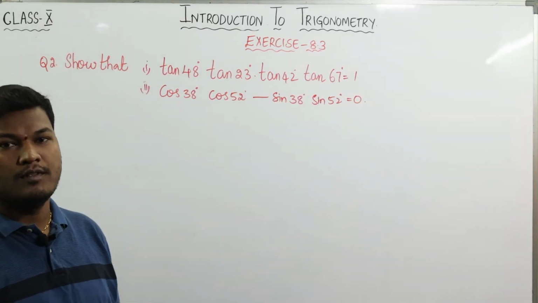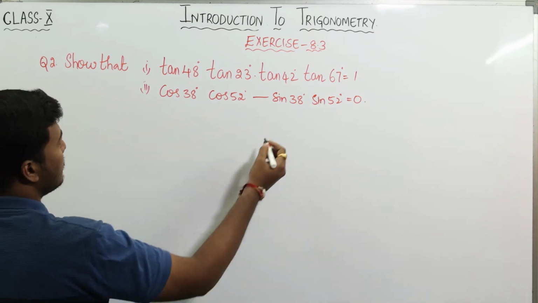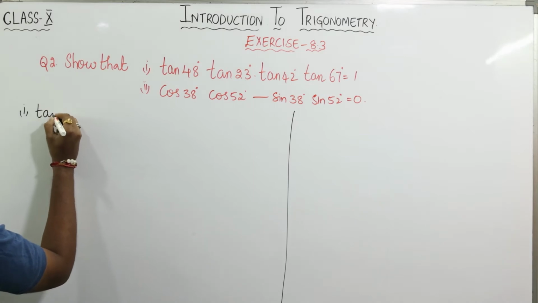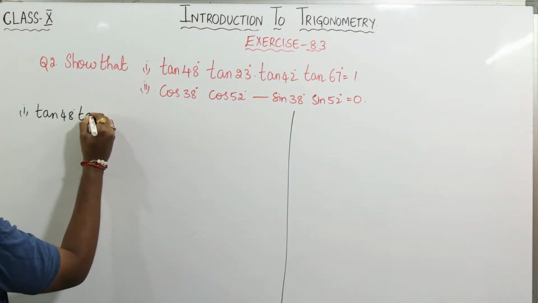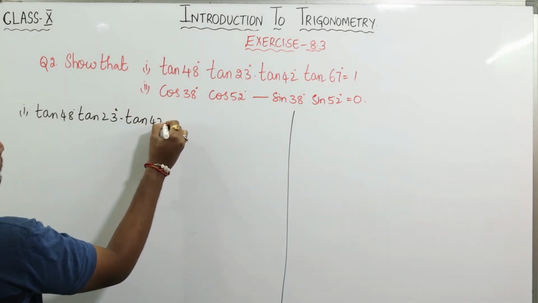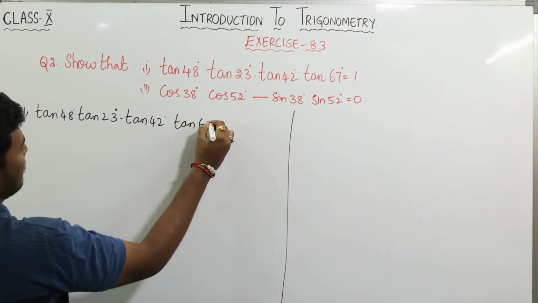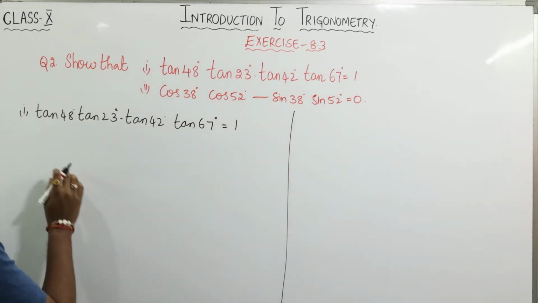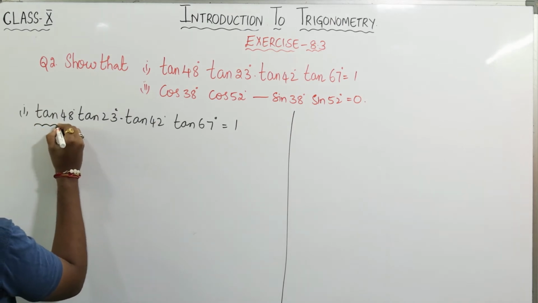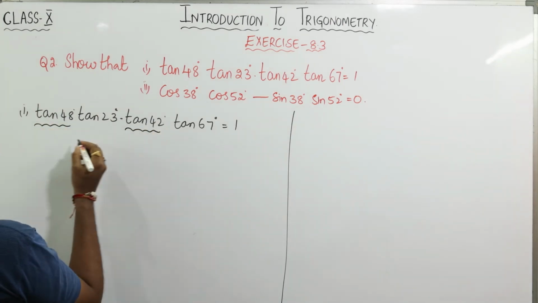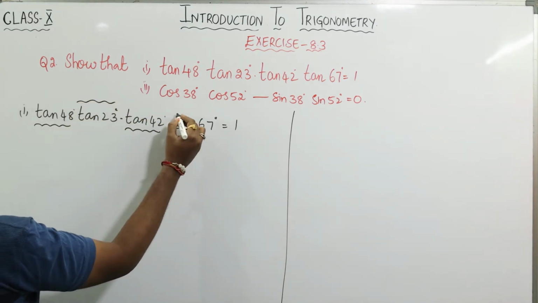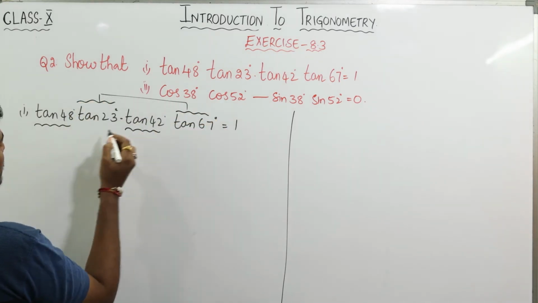The second problem of this exercise 8.3, that is evaluate tan 48 into tan 23 into tan 42 into tan 67 equals 1. We have to prove that this whole product equals 1. So now I am selecting a pair whose sum is 90 degrees, right? If I add 48 plus 42 it will become 90, and 23 plus 67 will become 90, right?